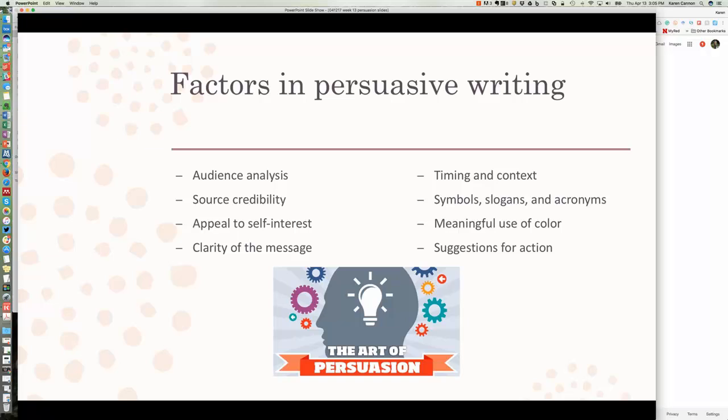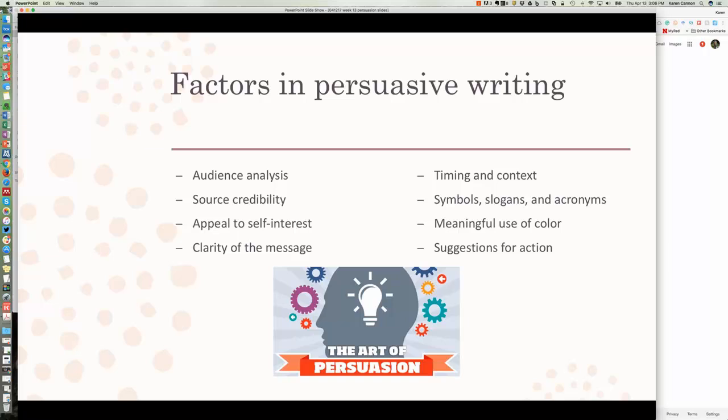You also need to think about where the message is coming from, and is that source, whether it's an individual or an organization, going to be credible to your audience? We'll talk about appeals to self-interest in just a minute, but you want to make sure that your message, in order to persuade, appeals to the audience's self-interest in some way or another.